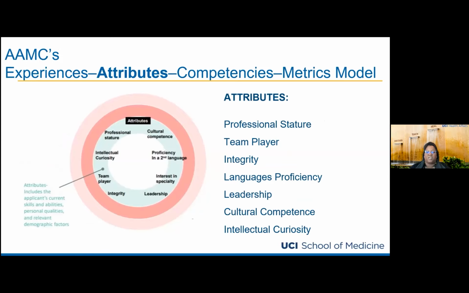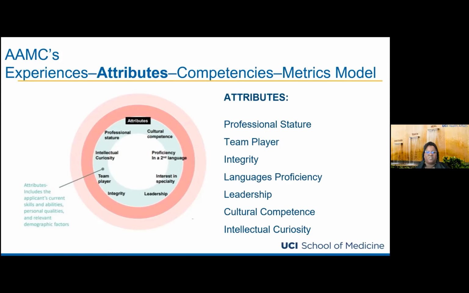What integrity are they bringing to the table? Is that something that's been highlighted in their letters of recommendation? Do they have language proficiency in a second, third, or fourth language? How have they shown leadership in their application? And then once again, an opportunity to highlight any cultural competence that they bring to the table through their own experiences, their own personal narratives, or through involvement with various diverse communities.